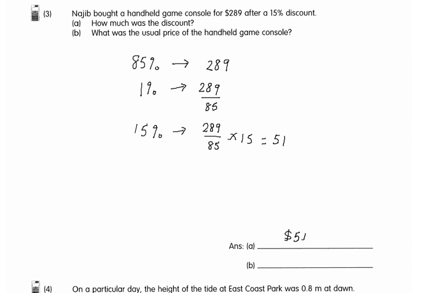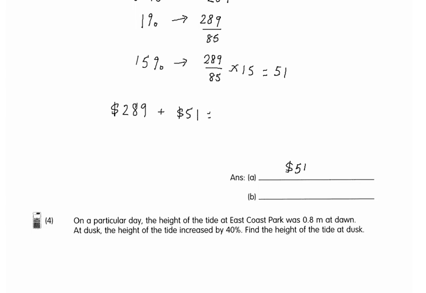Now let's look at the next part. How much was the usual price of the handheld game console? You know that 85% of the cost is $289, yes or no? And the person enjoyed a 15% discount, which is worth $51, right? So to find the original price or the usual price, what should I do? I need to add up my $289 plus the 15%, which is $51. What do I get? $340.